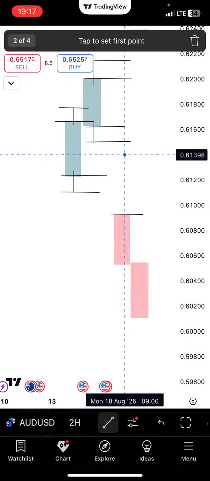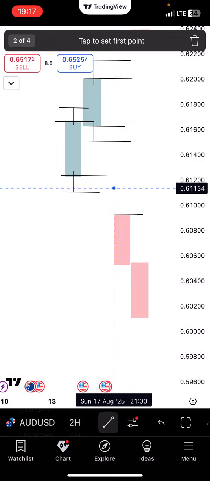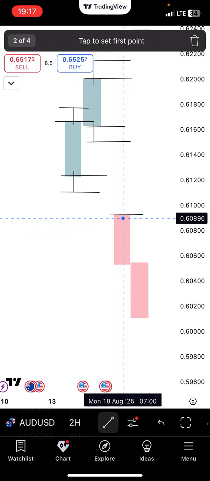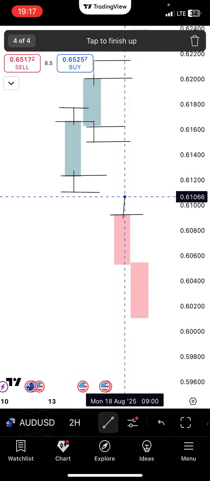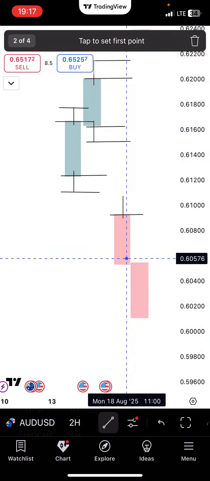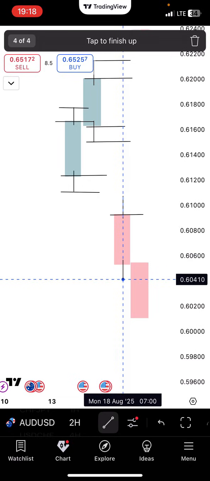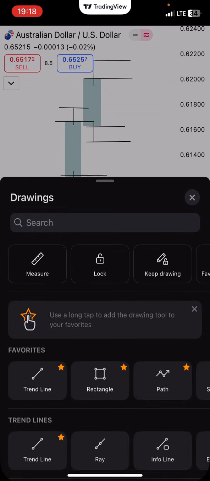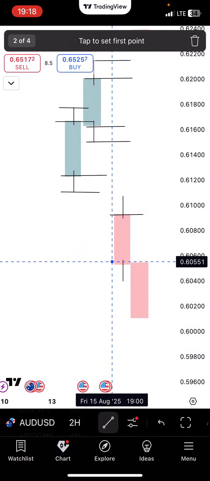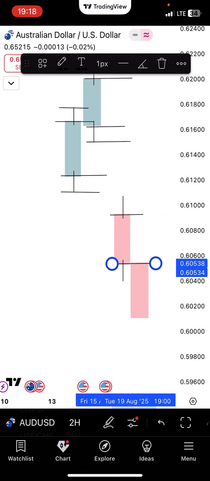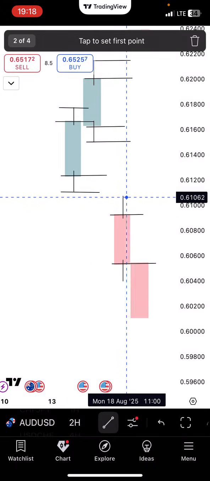But in a bullish scenario, it will open here and close here. But in a bearish scenario, the inverse, it will open here and close here. So let me draw the wick. Yeah, so that's it. So this is the close. This is the close of the candle.